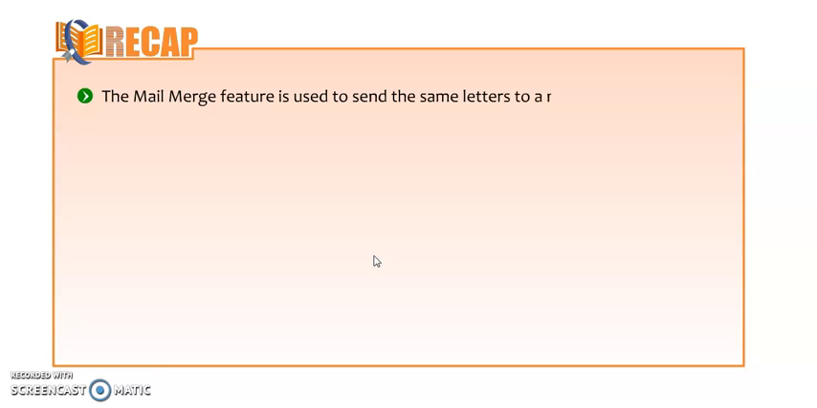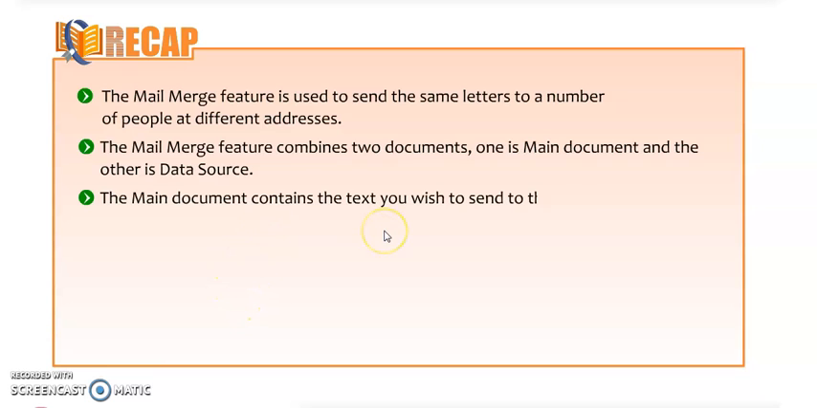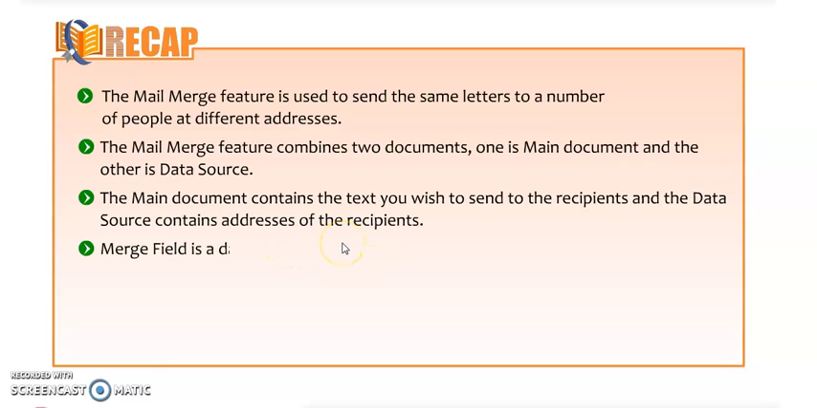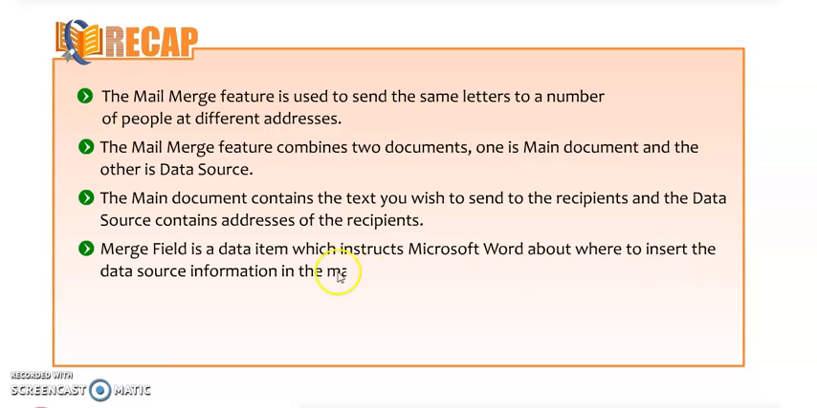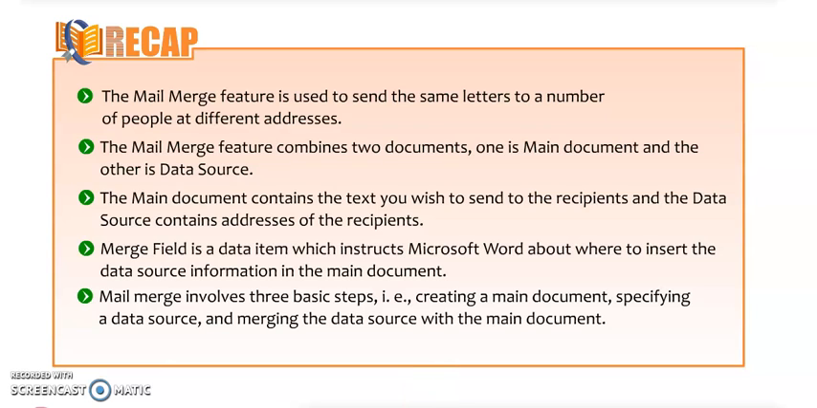Now I will revise some recap points for you. The mail merge feature is used to send the same letters to a number of people at different addresses. Mail merge feature combines 2 documents. One is the main document and the other is the data source. The main document contains the text you wish to send to the recipients, and the data source contains the addresses of the recipients. And a merge field is a data item which instructs Microsoft Word about where to insert the data source information in the main document. Mail merge involves 3 basic steps: creating a main document, specifying a data source, and merging the data source with the main document.